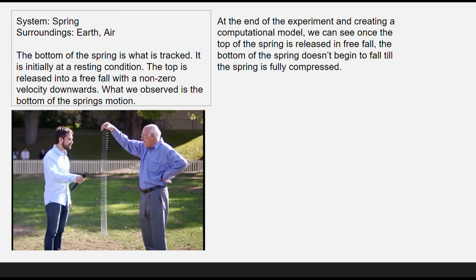In this experiment, the system was the slinky, and the surroundings were the earth and air. The bottom of the spring is tracked, and it is initially at a resting condition. The top is then released in a free fall with a non-zero velocity downwards. What is observed is the motion of the bottom of the spring. At the end of the experiment, after creating a computational model and comparing the two data sets, we can see that once the top of the spring is released in a free fall, the bottom of the spring doesn't begin to fall until the entire slinky is fully compressed.